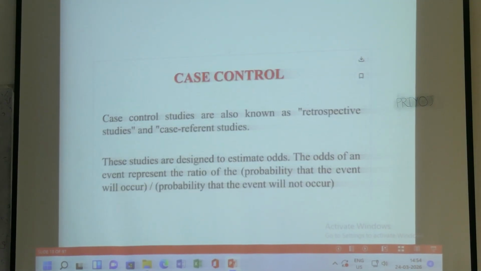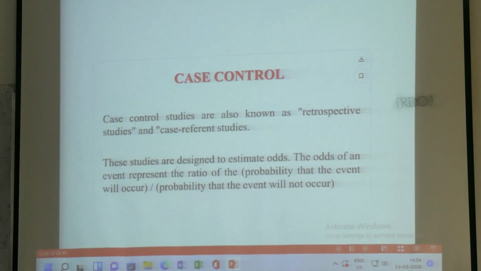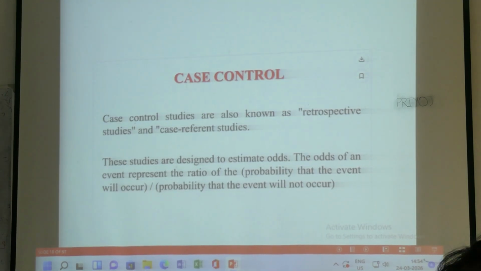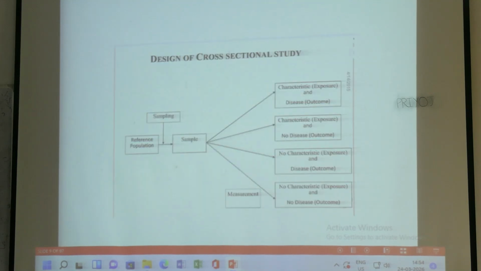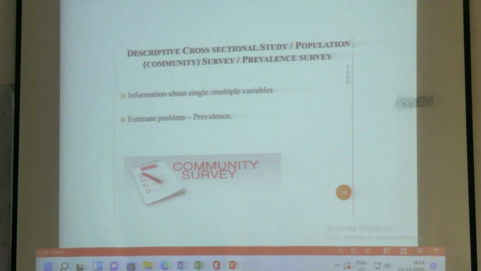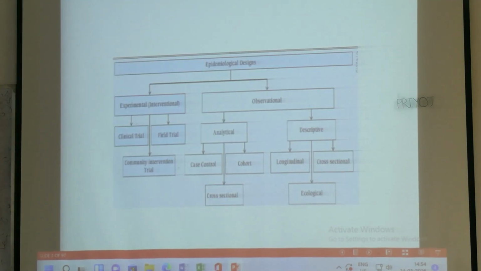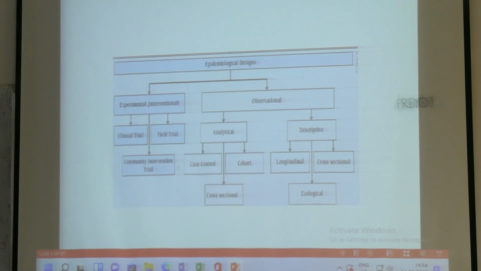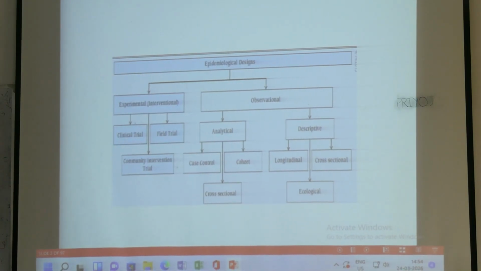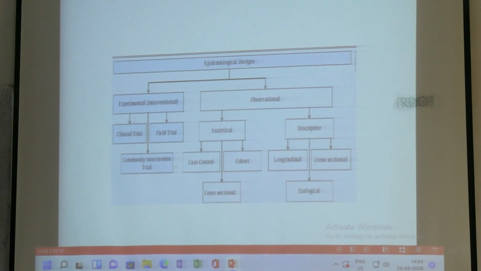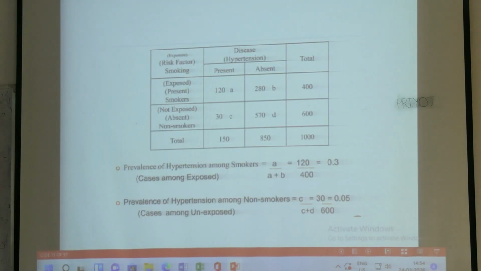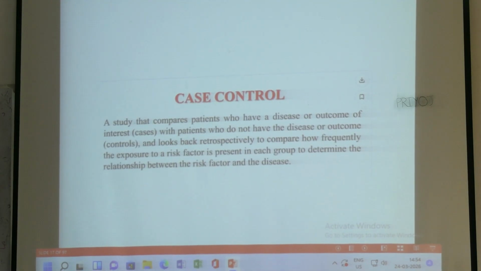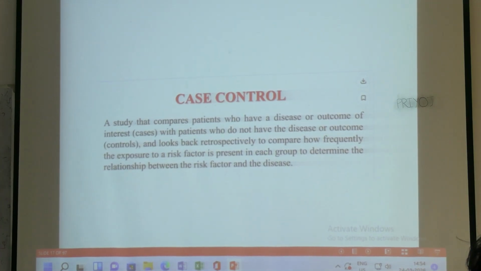Now here we'll go to case control study. So, moving on to epidemiological study. We looked at cross-section, experimental, observational, analytical, and descriptive. Descriptive mode, case control and cohort. So case control is the easiest study because the event has occurred. What is the event? Somebody's got a disease.